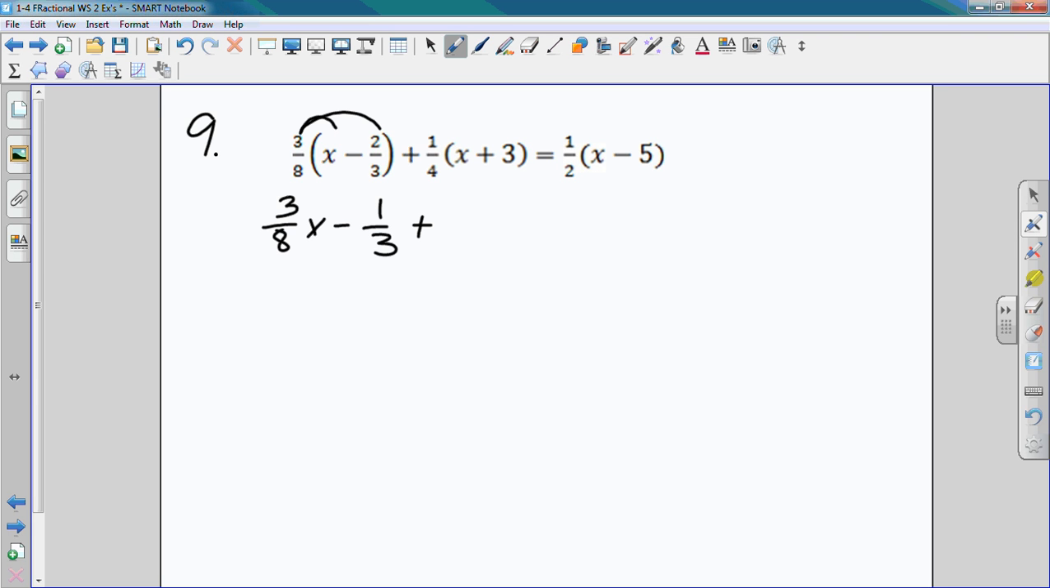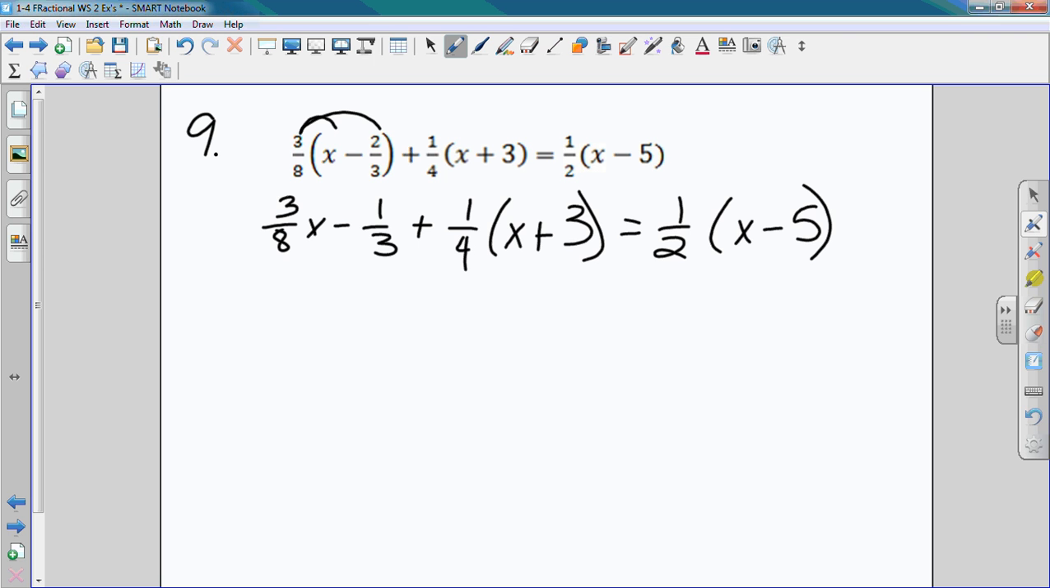Plus, do I have to distribute this one? No. There's no fraction on the inside of the parentheses, so you do not have to distribute. Same with the half. Now, I have 8, 3, 4, and 2. Those all common multiples. If you can't think of it, get your 8, write it out: 8, 16, 24, 32. They all go to 16? No, 3 doesn't go to 16. We'll have 24. There it is.